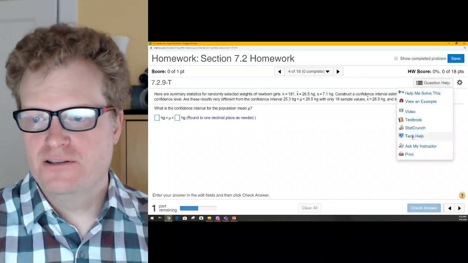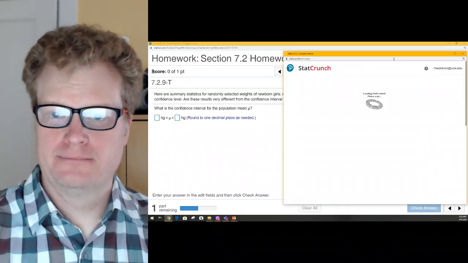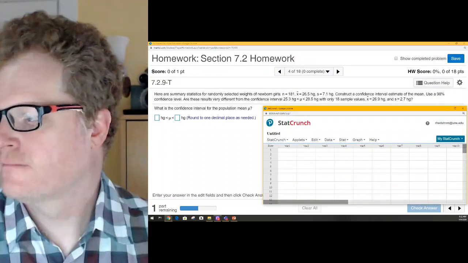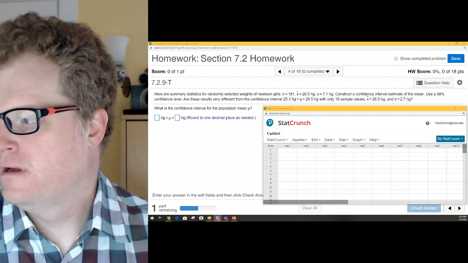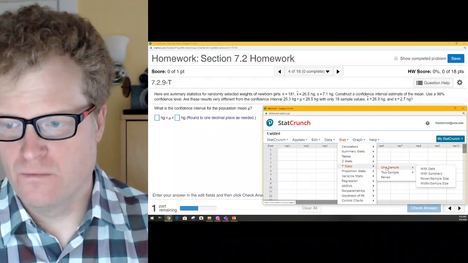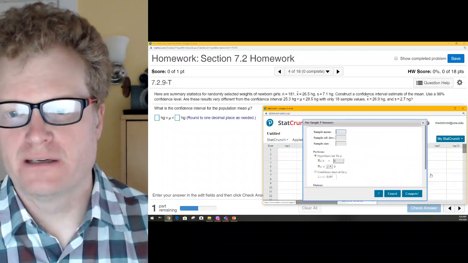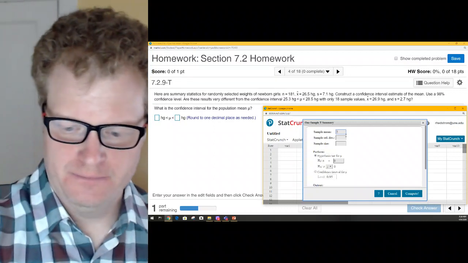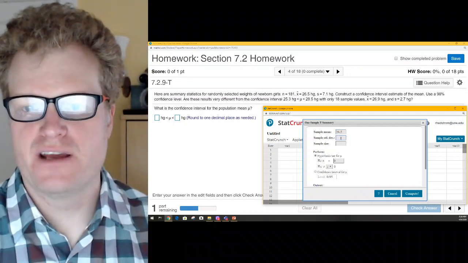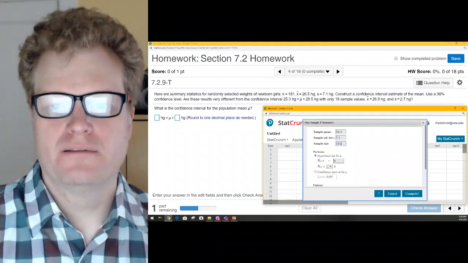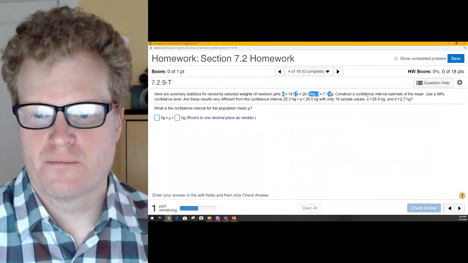So we're going to use StatCrunch. And we're going to use T-stats this time. One sample with summary. Our sample mean is given as 26.5. Our sample standard deviation is given as 7.1. And our sample size is given as 181. Again, these values come right from our problem that we have here.